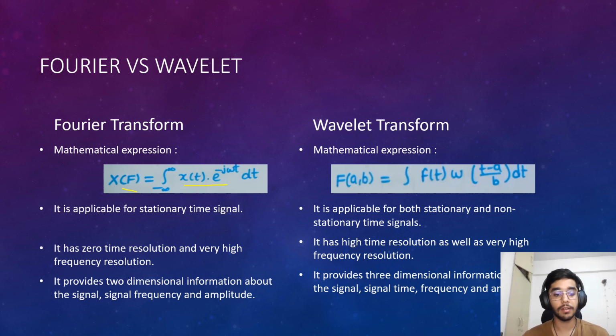As discussed earlier, the Fourier transform provides us two-dimensional analysis of the signal. In this two-dimensional information, we get the signal frequency and amplitude of the signal after transform. In wavelet transformation, we get three-dimensional analysis, which is better than Fourier transform. In these three dimensions, we get the signal time and frequency and amplitude. These three dimensions can be analyzed simultaneously if we transform the signal into a wavelet.